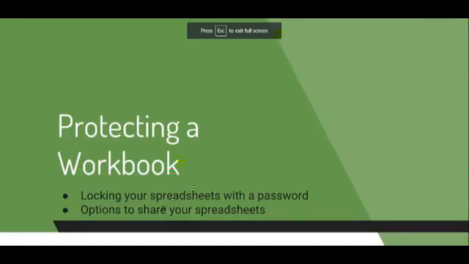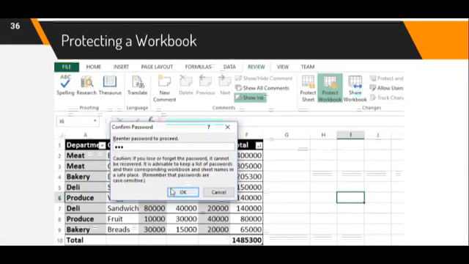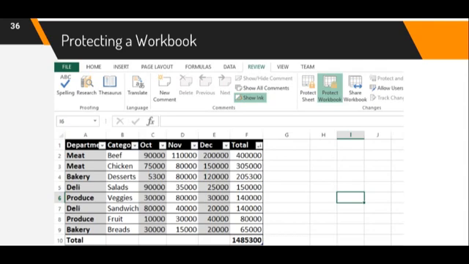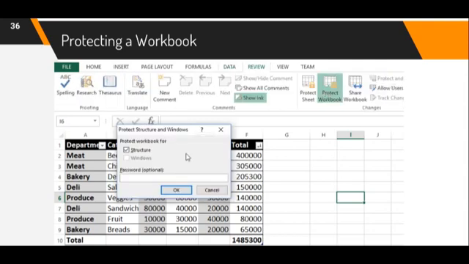So now we'll be going over how to protect a workbook. This includes locking your spreadsheet with a password, as well as options to share your spreadsheets. So it is possible for you to protect the workbook by setting a password for access. This can be done through selecting the Review tab and clicking the Protect Workbook button.